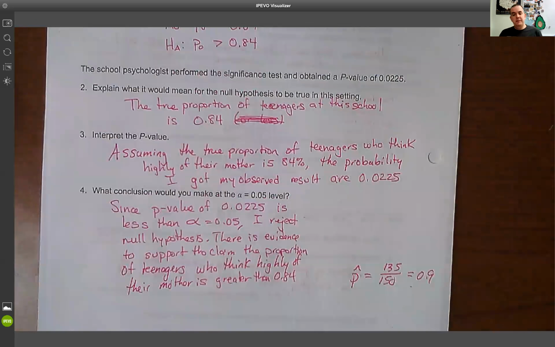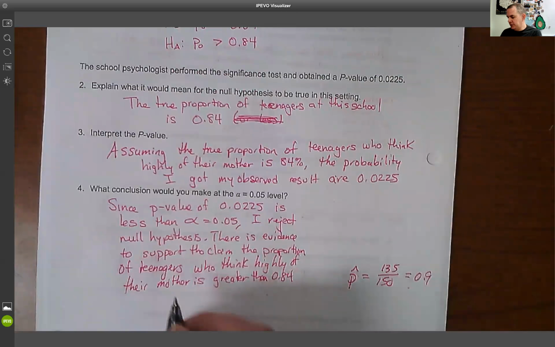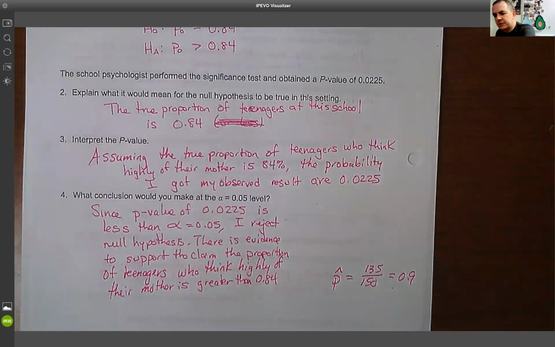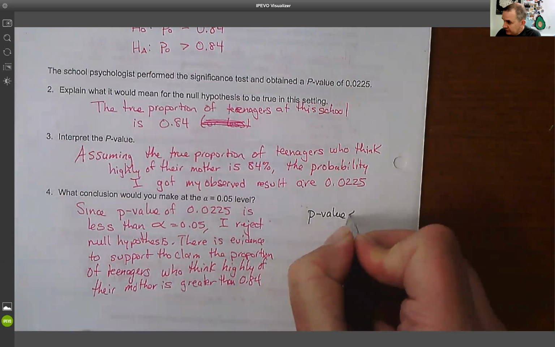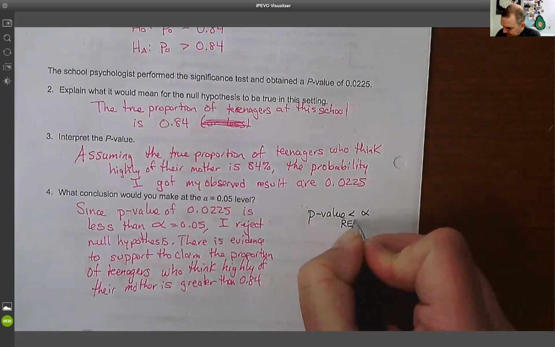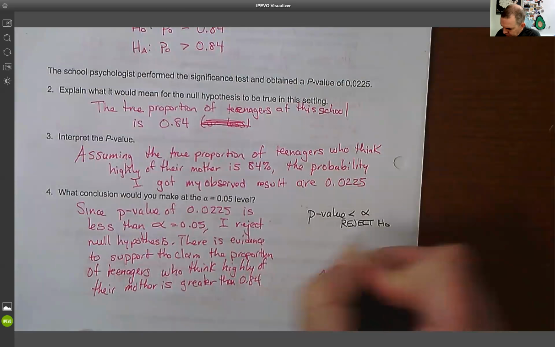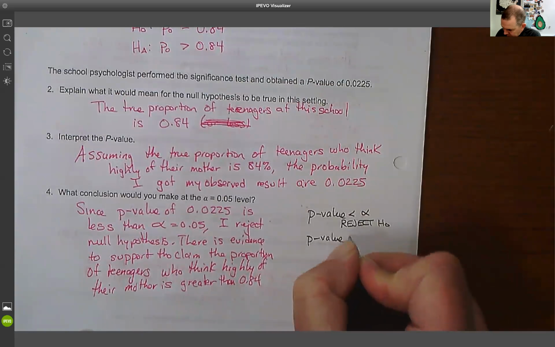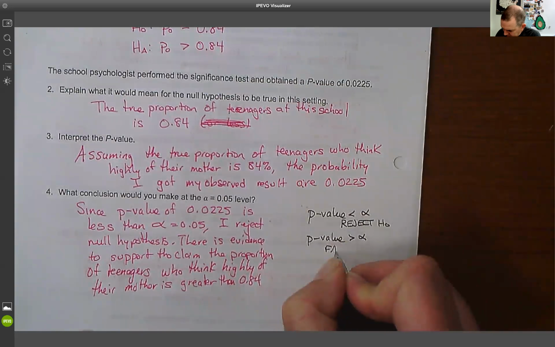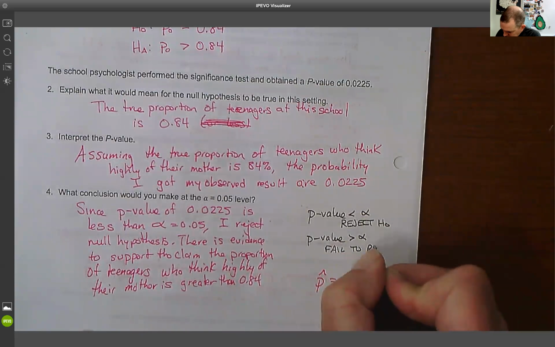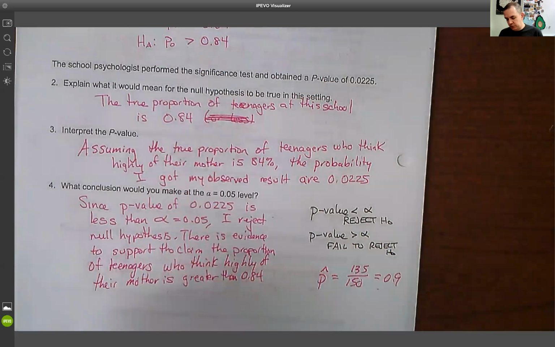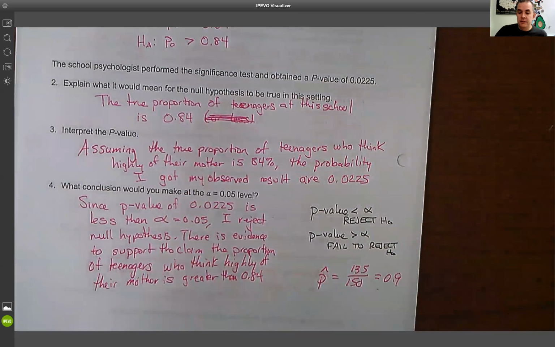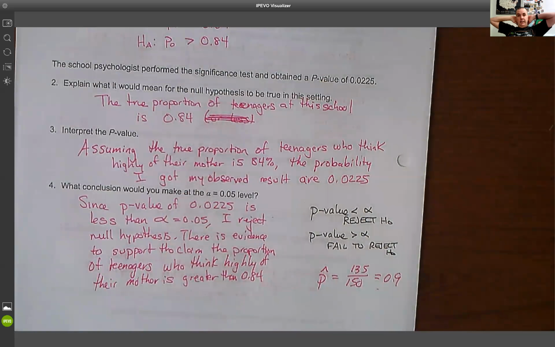So because my p-value is less than alpha, again, the thing we talked about in class today: if your p-value is less than alpha, we reject the null. If your p-value is greater than your alpha, we fail to reject the null. So that's the decision we make. In this case, since it's less, we're going to reject the null, and we conclude the proportion is greater than 84%.